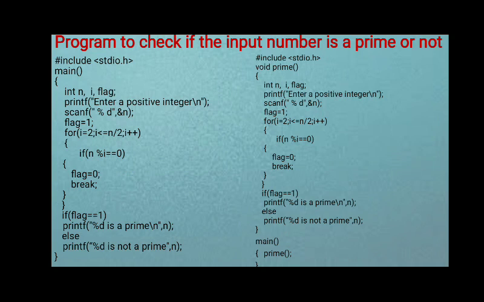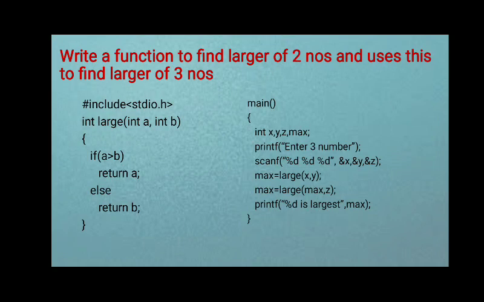So when you need to return a value, the main thing you have to do is, see, this is a function. You have to write a function to find the largest of two numbers and use this to find the largest of three numbers. So the largest of three numbers should be found inside the main program, and you only have to write a function to find the largest of two numbers.